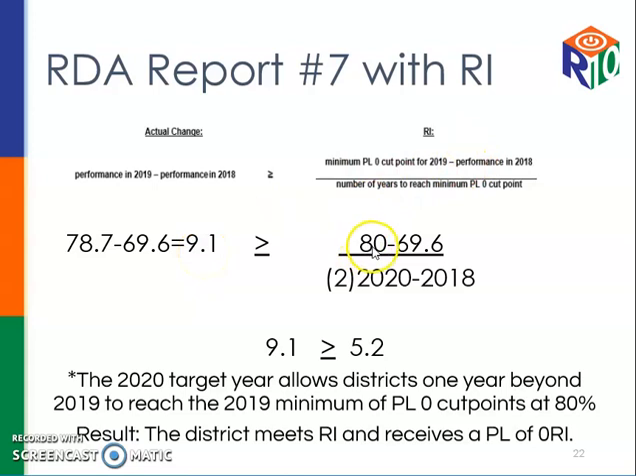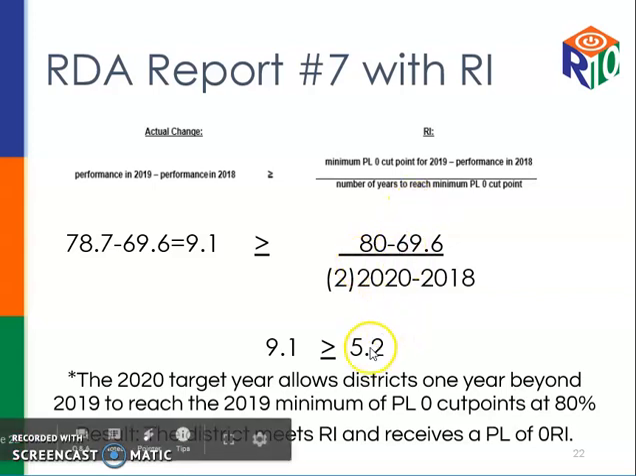Then we apply the numbers of the minimum PL0 cut point for 2019, which was 80, and we subtract the performance in 2018, and we divide that by the number of years to reach the minimum PL0 cut point. Once we do that, we calculated a 5.2. The 9.1, which is the actual change, is greater than the RI, which is 5.2. So this means that this LEA achieved a PL of 0 when applying RI.